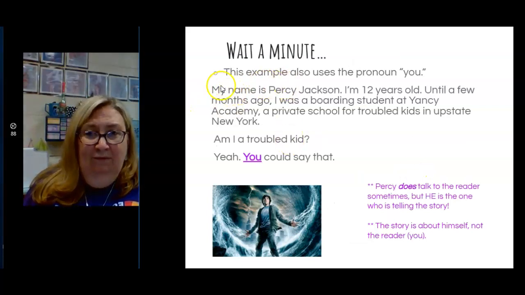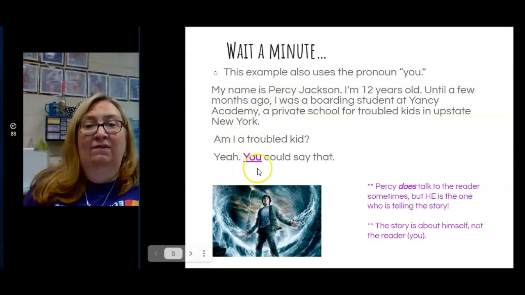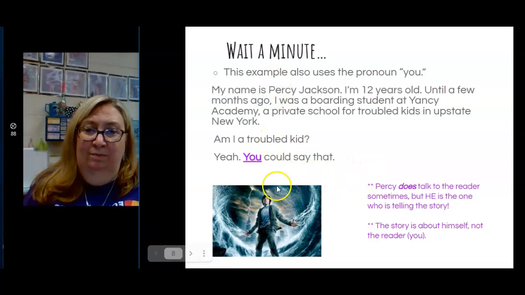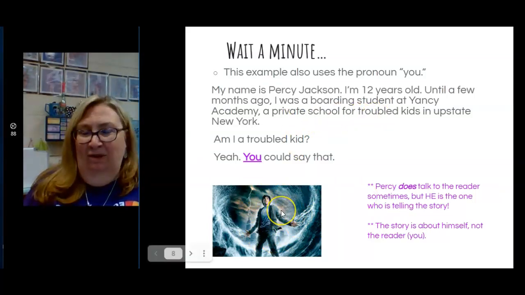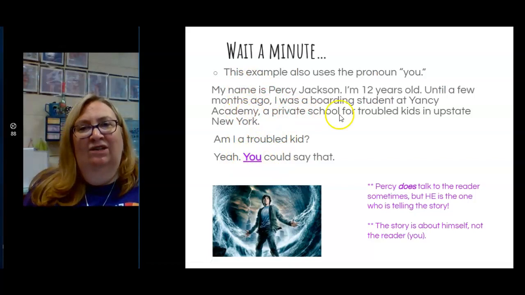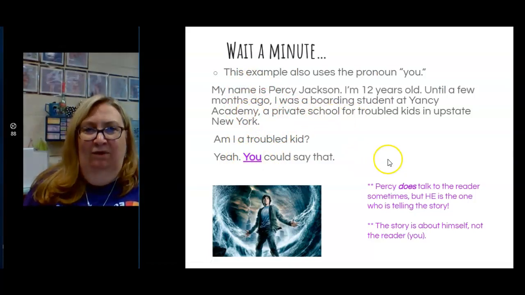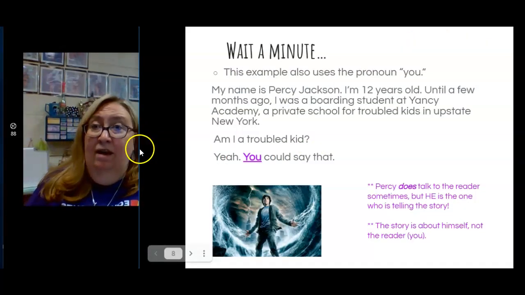So in this example that we looked at a minute ago, we said this was first person. My name, I am, I was, am I. However, it uses a you. So in this case, the character Percy, he does talk to the reader sometimes, but he's telling a story, and the story is about him. It's not about you. You're just extra as the reader. So you have to be real careful. You need to make sure all of the writing is directed to you if it's in second person point of view. Okay? We've already done that.